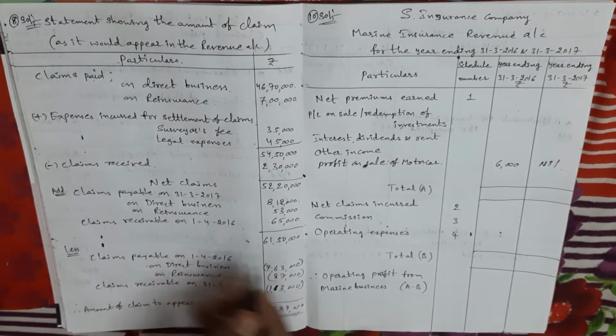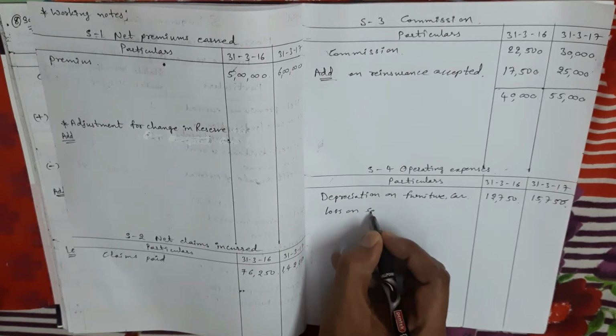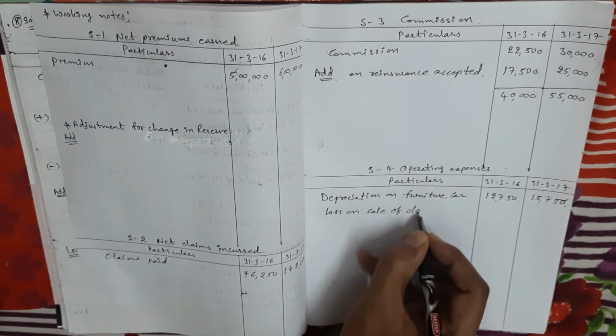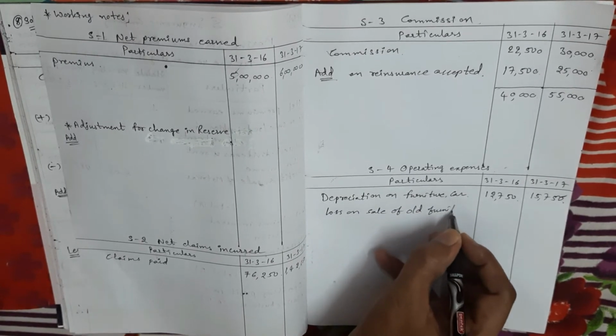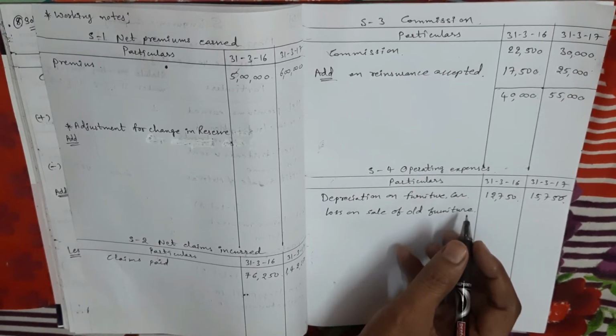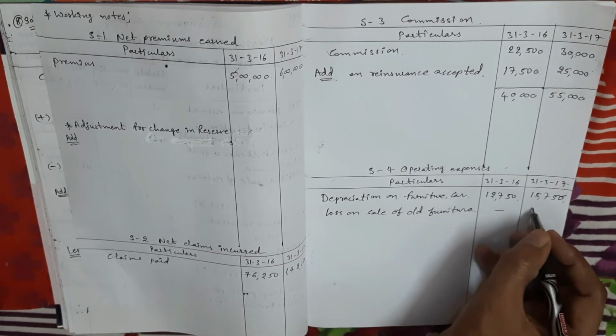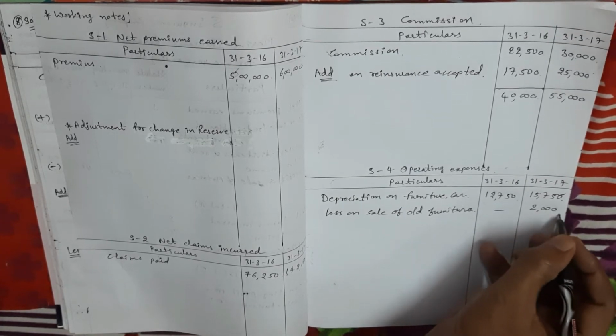Next, loss on sale of old furniture. Loss means we take it in schedule number 4. Only the present year's amount is given: 2,000 rupees in the present year column.